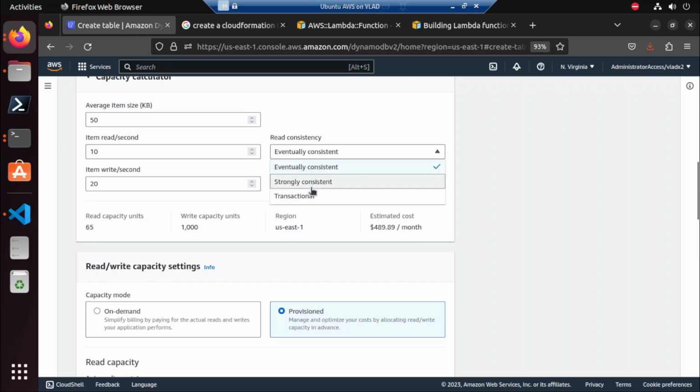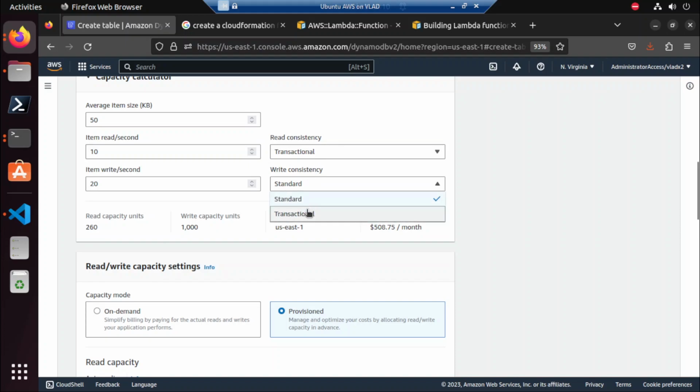But if it's transactional, so if it's strongly consistent, 130, then if we change this to transactional, it's going to be doubled. So it's going to be 260. Yeah, it's 260. Same here. If we put it to transactional, currently our write is 1000, it's going to be 2000.